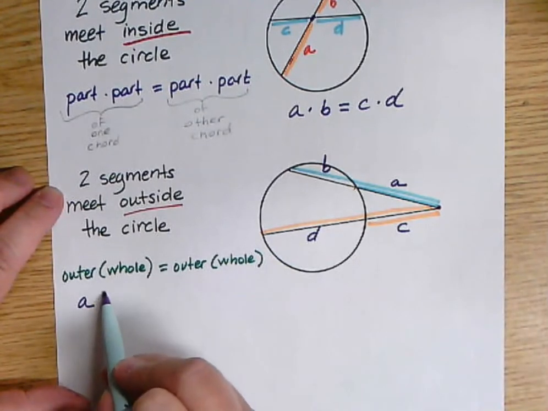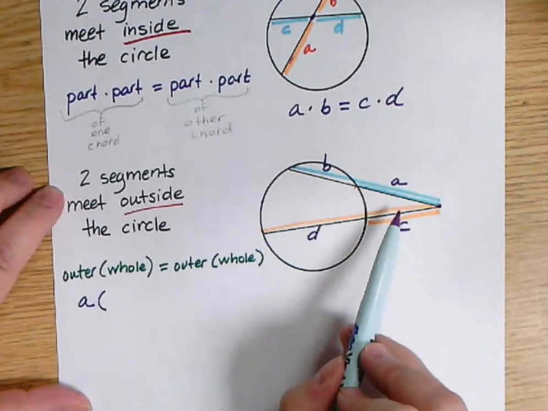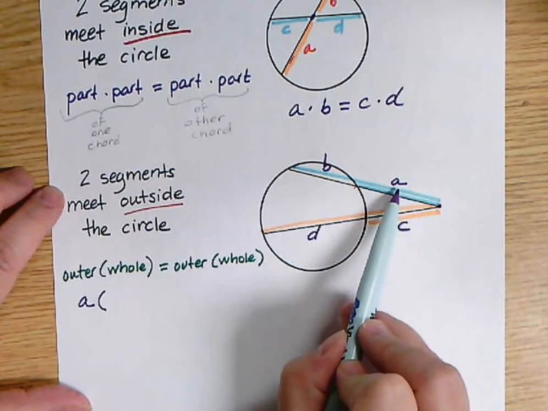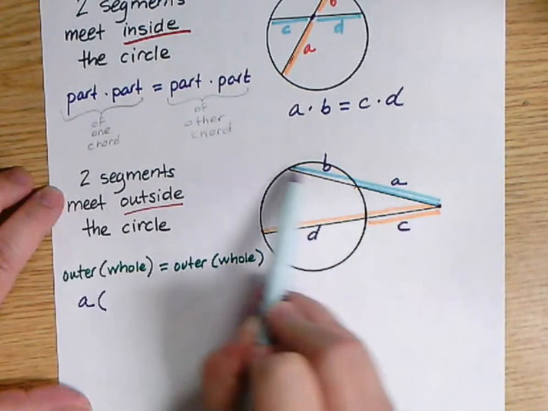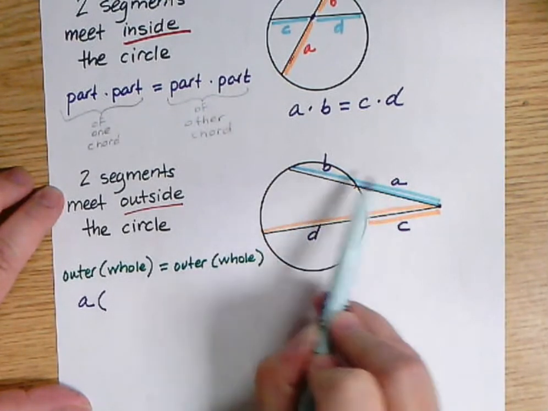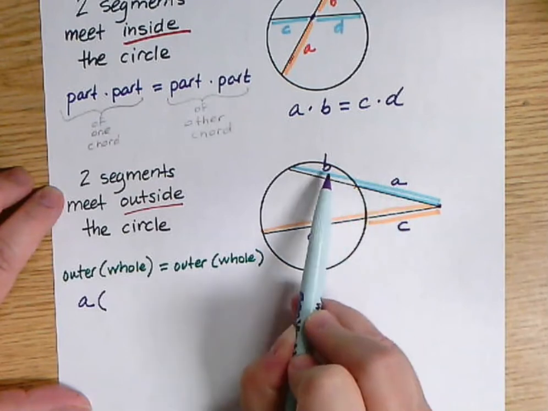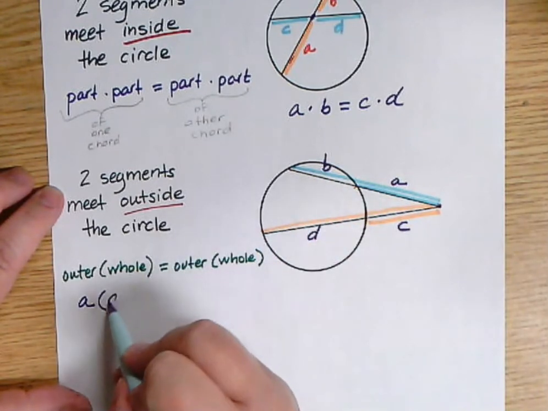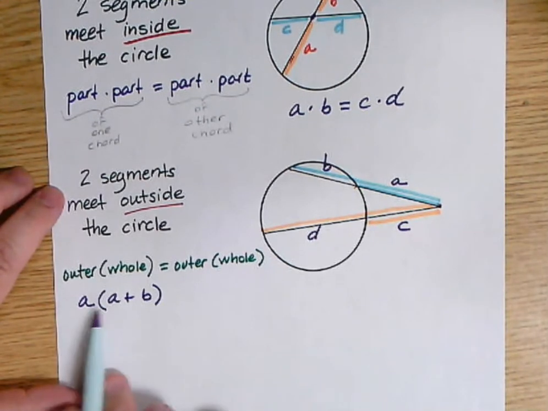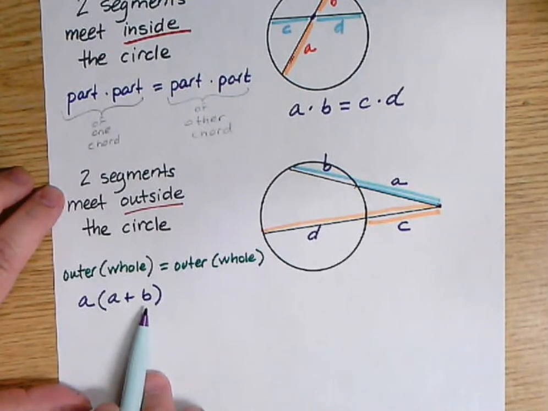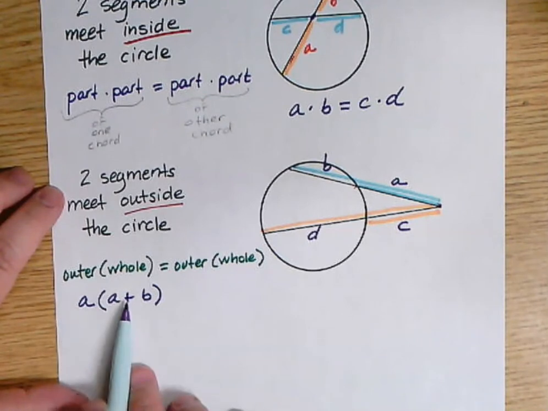The whole thing, and there's a reason I use parentheses, is A plus B. When we have two pieces that make up a whole length, we add them together. Don't multiply, add them together. So the whole thing is a plus b. And the reason I used parentheses is because that's going to have to be distributed. That's how we multiply one term times two terms.